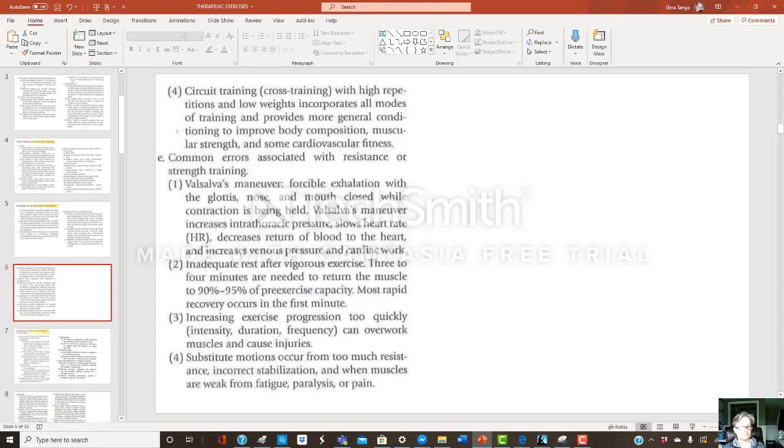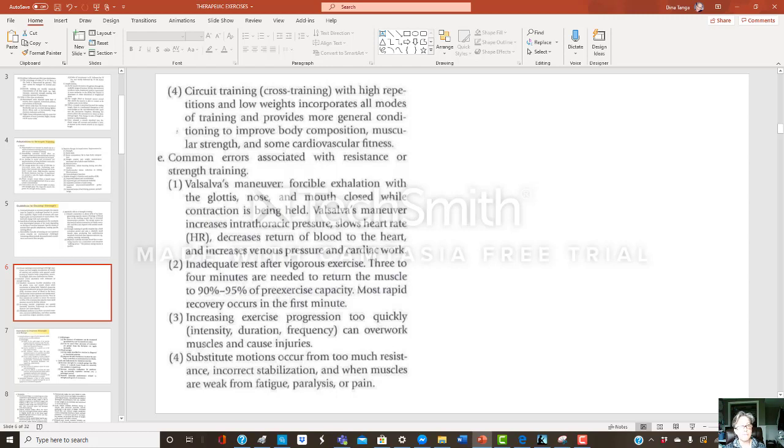Circuit training, cross training, with high repetitions and low weights, incorporates all modes of training and provides more general conditioning to improve body composition, muscular strength, and some cardiovascular fitness.